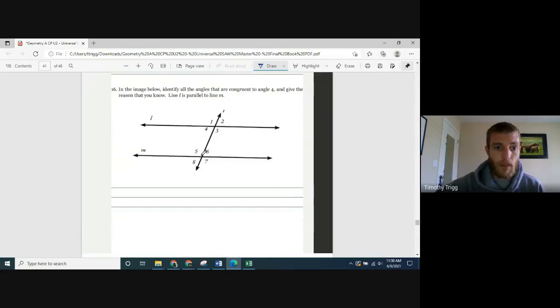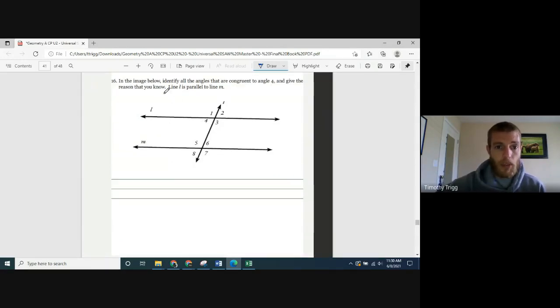Okay. Question 16. In the image below, identify all the angles that are congruent to angle 4. So here's angle 4, and I want to find all the angles that are congruent to that. All right, and give the reason you know. Now it tells us that L is parallel to M. So we have 2 parallel lines cut by a transversal, and we want to find all the angles that are congruent to angle 4. So angle 4 is congruent to what?